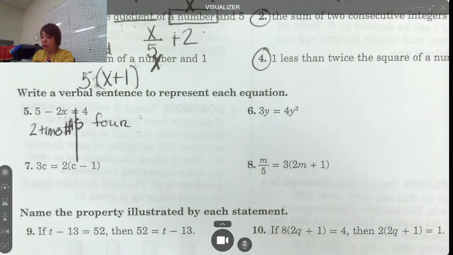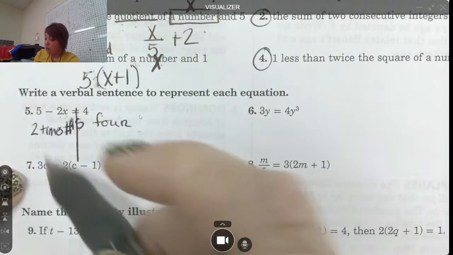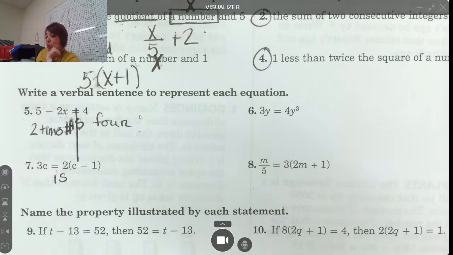So like if you're doing number 7 down here. So we have unknown variables on both sides. So our equal sign is going right here in the middle. What's happening on this side? 3 times some number, right? Or the product of 3 and a number. Or 3 multiplied times some number. Those are all good options.